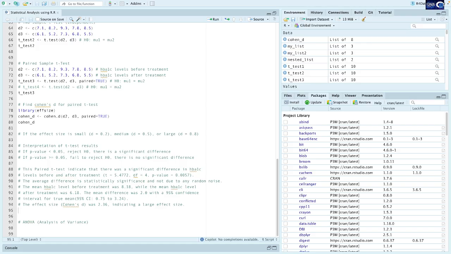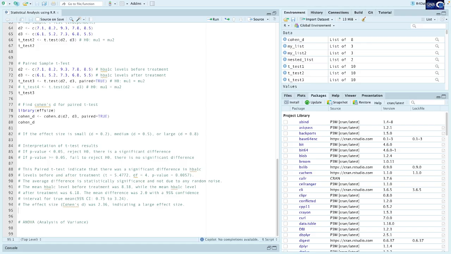For one-way ANOVA, what we will usually do is create a model with aov, values against group, with data equal to a data frame. Instead of this, I can create the data frame above. So I have group 1, group 2, group 3, and I can put these into a data frame.